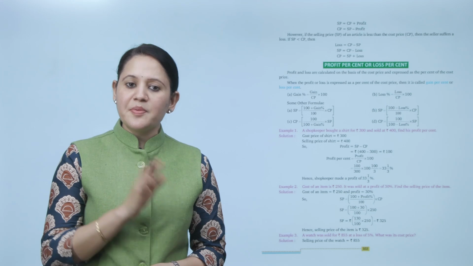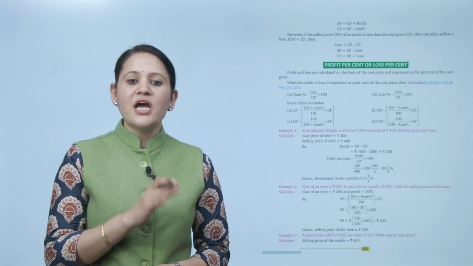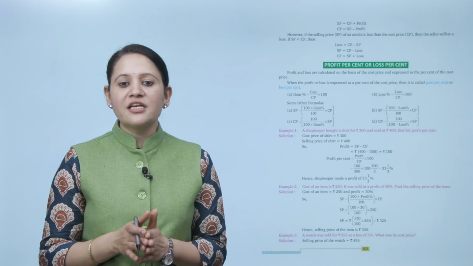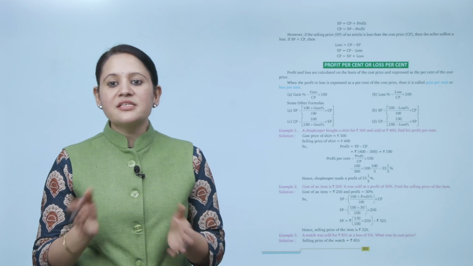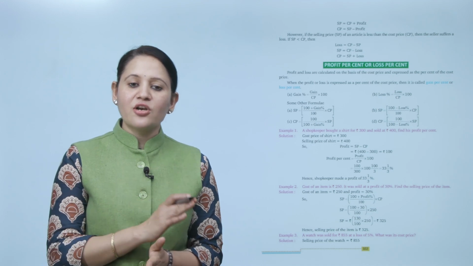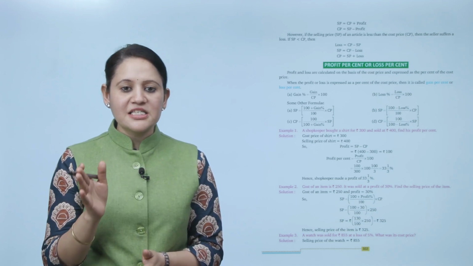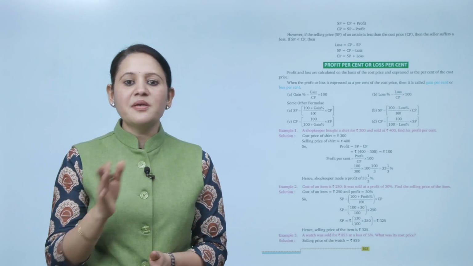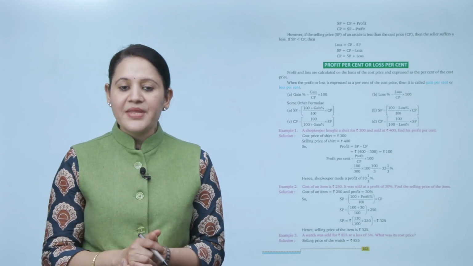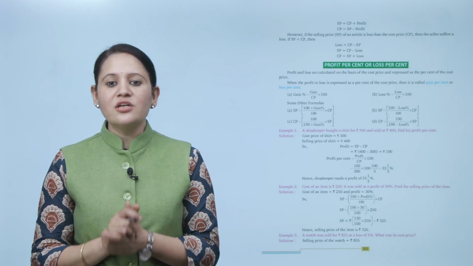SP equals to हो जाएगा CP plus profit. CP equals to SP minus profit. However, if the selling price of an article is less than cost price, then the seller suffers a loss. SP is less than CP, तो क्या हो जाएगा? Loss. Loss equals to हो जाएगा CP minus SP. SP equals to CP minus loss and CP equals to SP plus loss. Clear? Next is profit percent or loss percent.